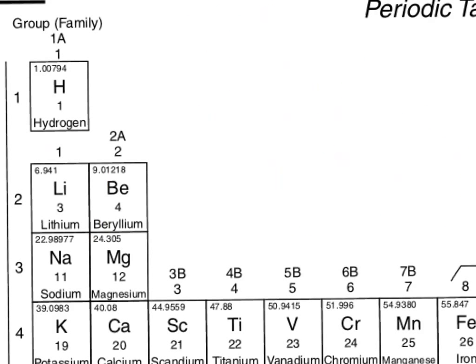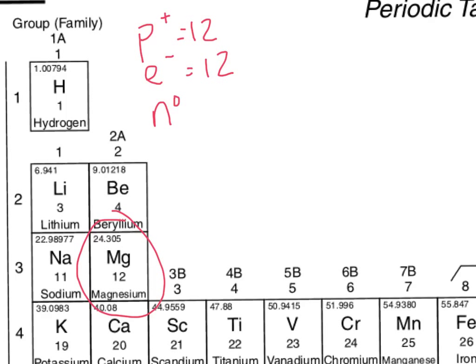Alright, we're going to do one more example here. We're going to do magnesium. So magnesium has 12 protons, 12 electrons, because it's neutral, and 24 minus 12 is also 12. That was easy. So 12 neutrons.